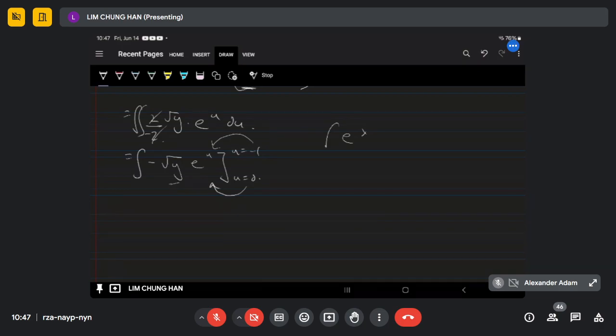Triple integration. That's it. Do I have another example for you? No, no more examples. Okay. So that's it. For the entire course, we finished the entire course.